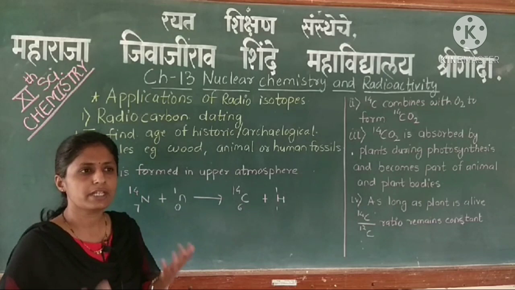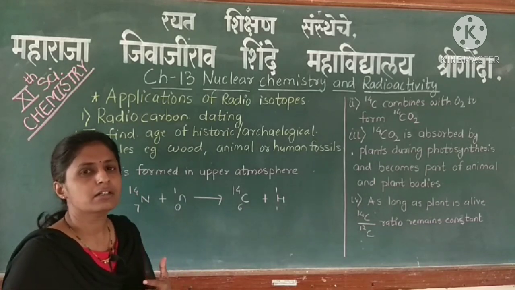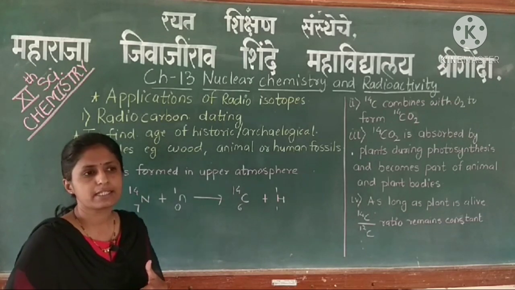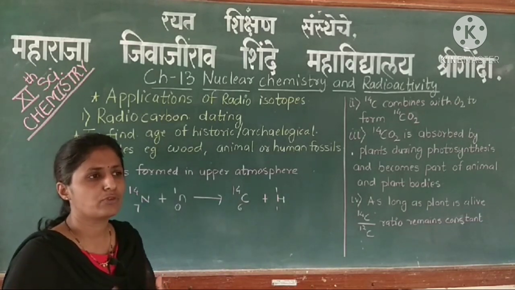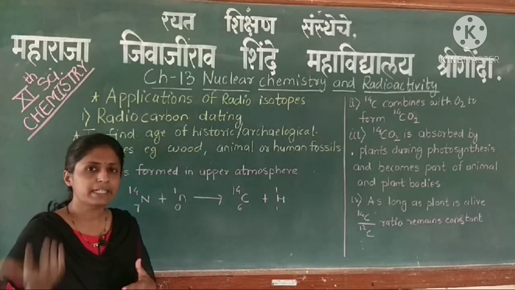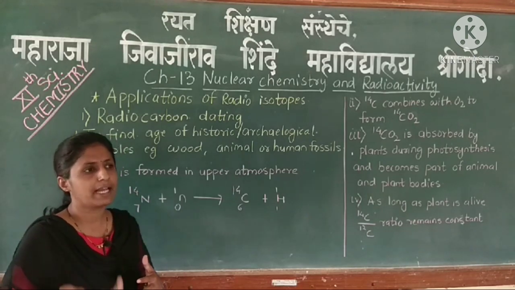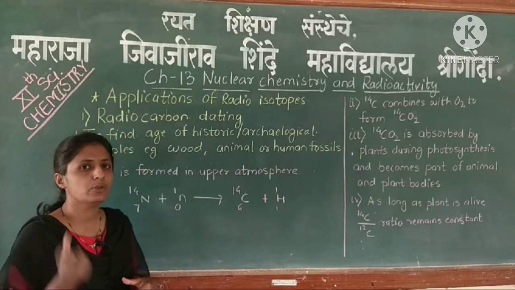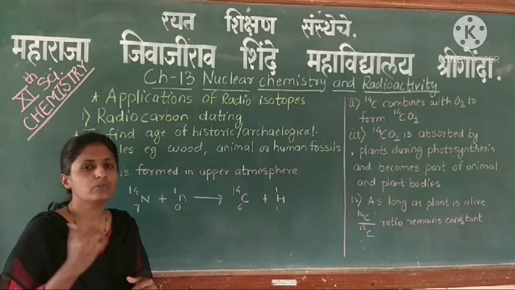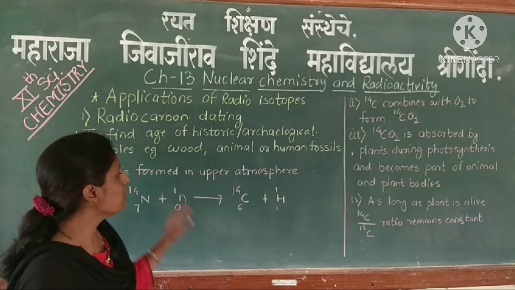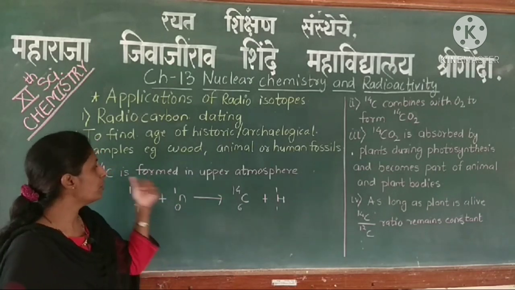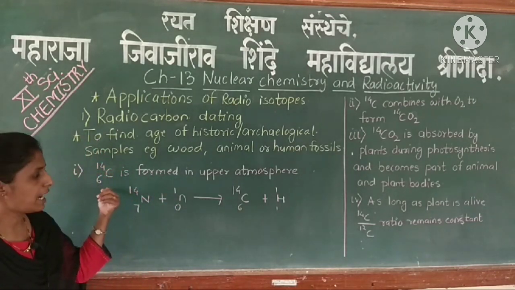We know that there are cosmic rays in our space. Where do these cosmic rays come from? These cosmic rays come from the sun, from other galaxies also. From different galaxies and our solar system, in these cosmic rays you have neutrons. You have neutrons in the cosmic rays which help in the formation of this carbon-14 isotope.